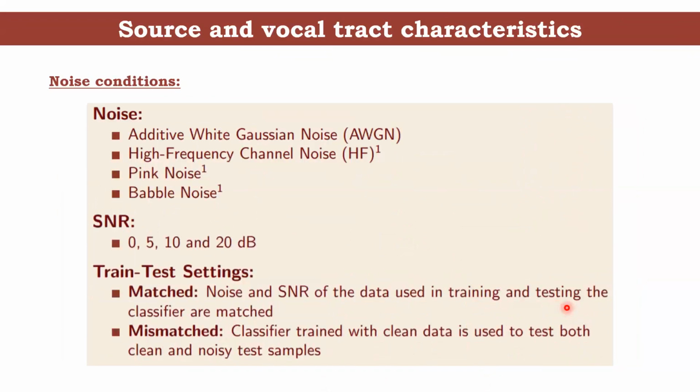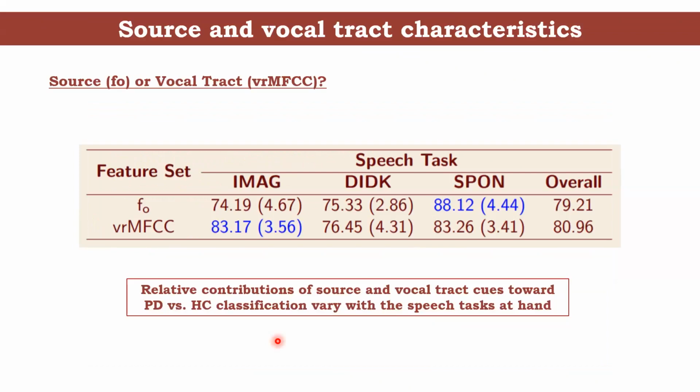Let's go forward. Again, same set of details of the experiments, but here we have used multiple noises, as you see, with four SNRs, matched and mismatched training and test conditions. First question was, is source better or vocal tract better? So F0 versus VRMFCC. And we found that for some tasks, one is better than the other. In fact, the best performance was from pitch in the spontaneous task. As I just said, the speaking style captures that, and that is the highest accuracy compared to all other tasks. So spontaneous with pitch was the best.